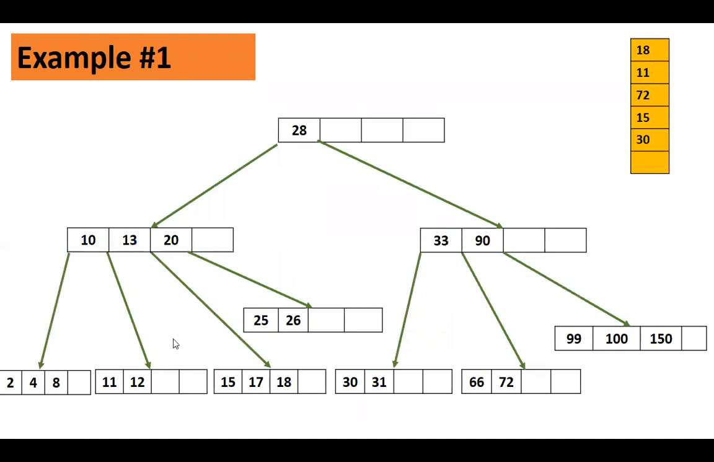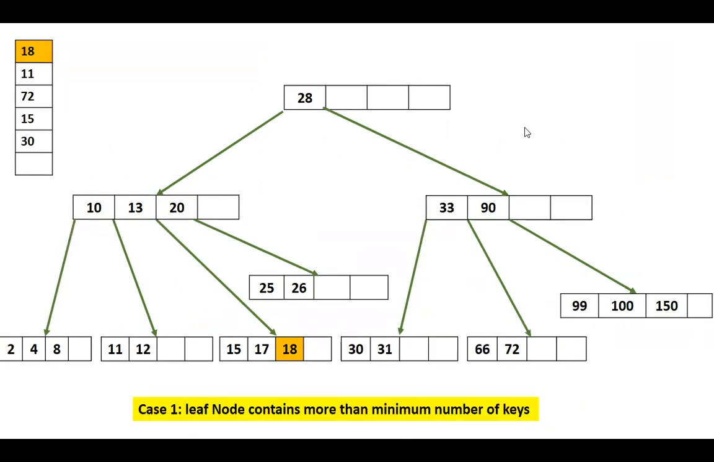This is a given B tree of order 5. These are the keys we'll be deleting one by one from this tree. Fine. It's a B tree of order 5. Now, the very first key we'll be deleting is 18. So search for 18, less than 28, so come to the left side, right? Less than 20 and greater than 13. So come this side. So here is 18.